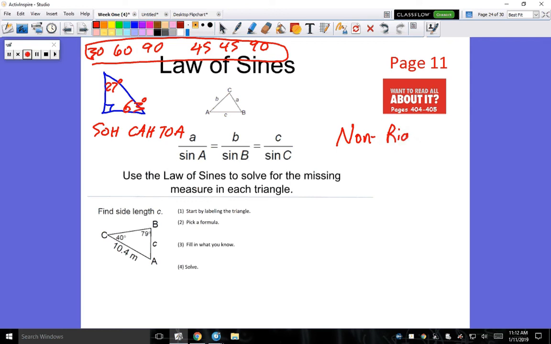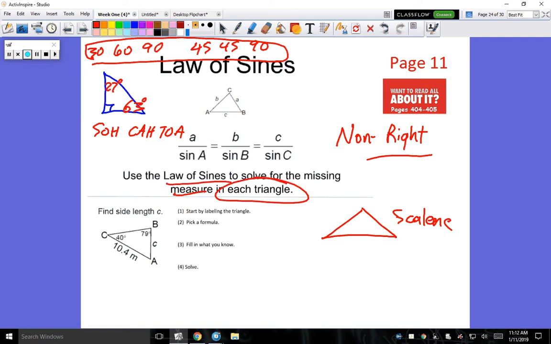non-right triangles. This one, where all the sides are different, is going to be called a scalene. And for the most part, that's what we're working with. We're working with these scalene triangles. If all sides are different, what else are all different? Angles. All the angles will be different. So we're going to use the law of sines to solve the missing measure of each triangle.